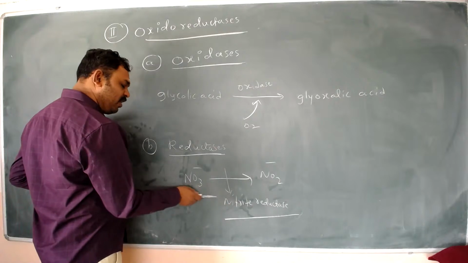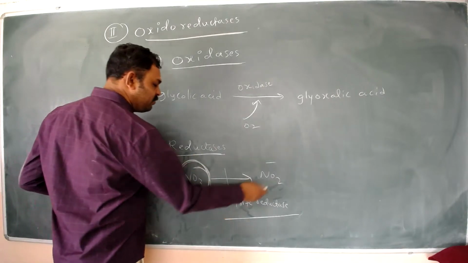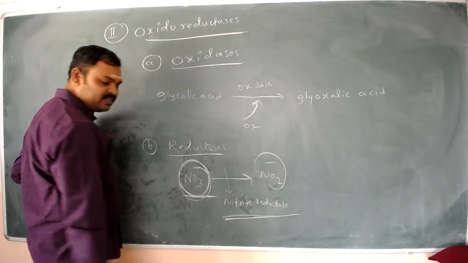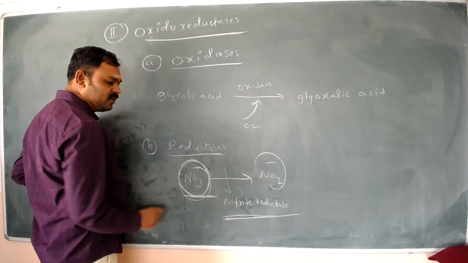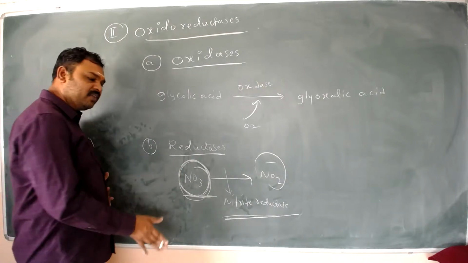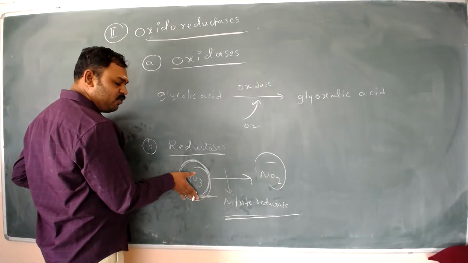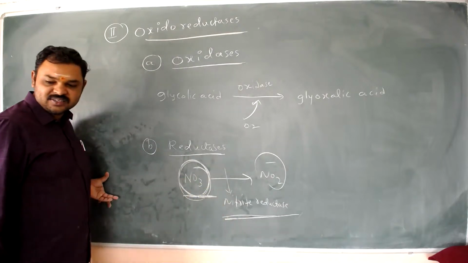The enzymes involved in the removal of oxygen from nitrites can be called reductases. If NO3 is converted into NO2, one oxygen is removed. Removal of oxygen is called reduction. Here oxygen is removed from nitrite, hence it is called nitrite reductase.